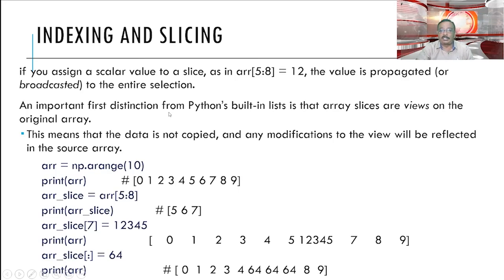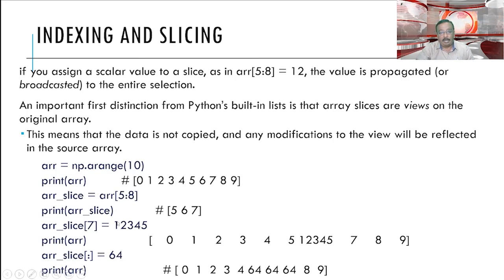An important first distinction from Python's built-in list is that array slices are views on the original array. This means that the data is not copied and any modification to the view will be reflected in the source array. So we'll take some examples. We are taking the same example of a range of 10, so from 0 to 9, some values are there. We are printing it, and array slice 5 colon 8 is going to display these particular values as in the previous example.